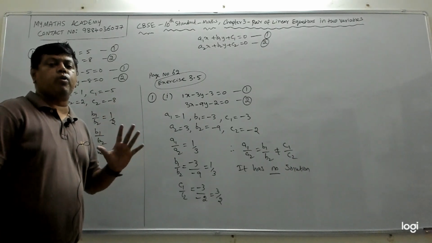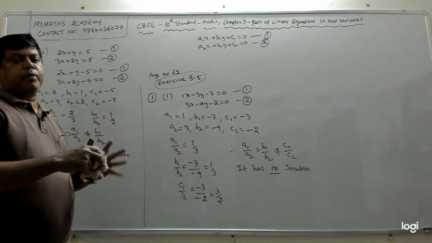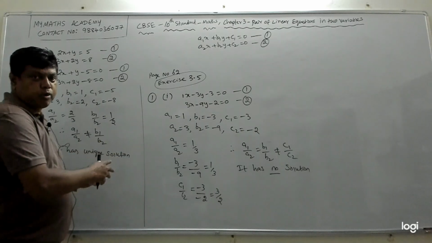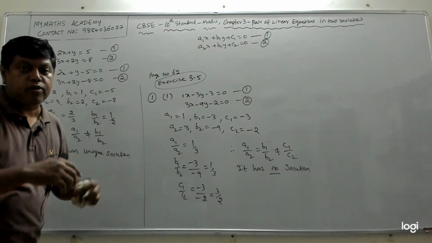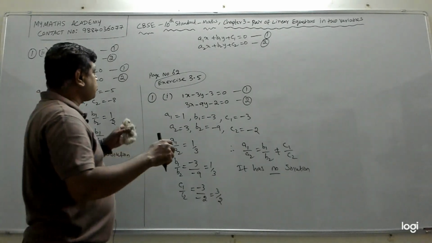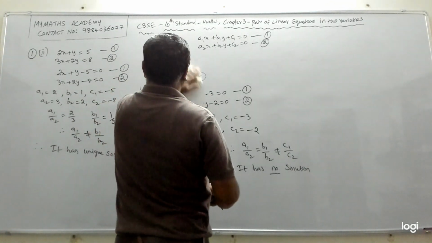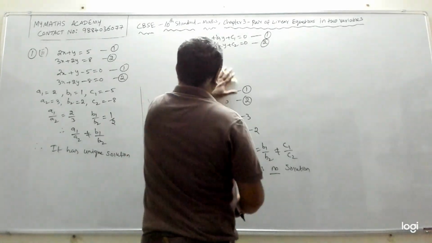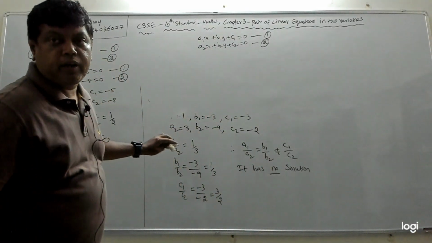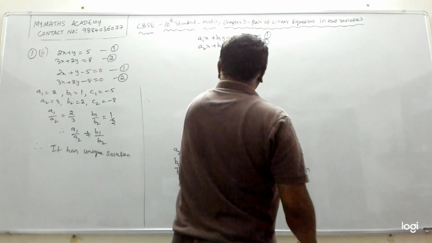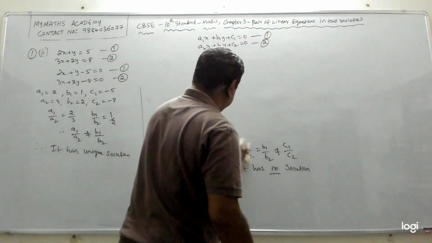To solve, we are going to use the cross multiplication method, because that's what the book says. If it is a unique solution, solve by the cross multiplication method. That's what the question says. So we will try to solve using the cross multiplication method. Fine. Now, how do we solve using the cross multiplication method?